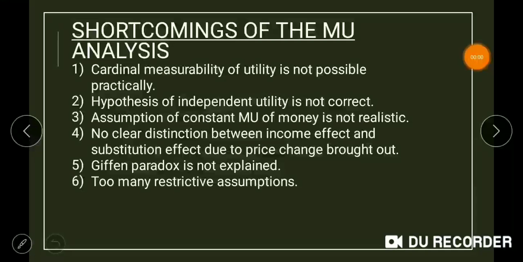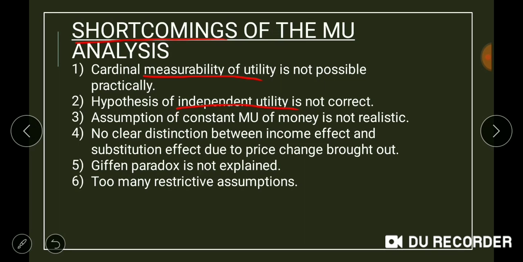Shortcomings of the marginal utility analysis. Number 1, the cardinal measurability of utility is not possible practically and thus it is unrealistic. Utility is a psychological concept and it is difficult to measure it numerically. Secondly, the hypothesis of independent utility is not correct. Independent utility implies that the utility which a consumer derives from a good is a function of the quantity of that good alone. This assumption is not correct.